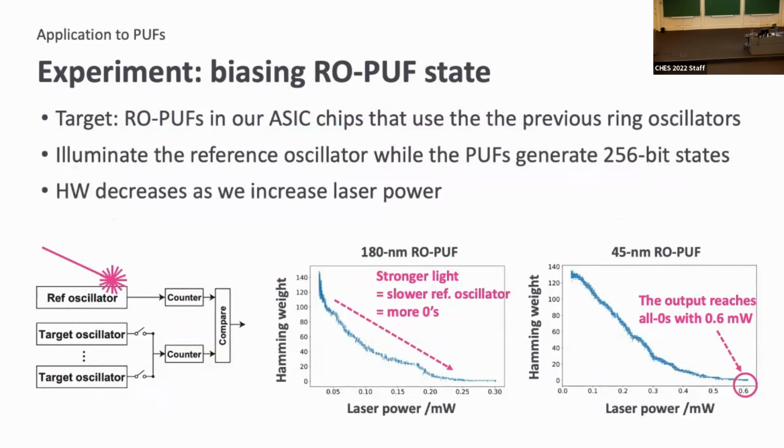The target is ring oscillator PUFs in our ASIC chips that use the previous ring oscillators internally. We eliminate the reference oscillator while the target PUFs generate 256-bit states. These graphs show the relationship between the injected laser power and the Hamming weights in the 256-bit states. We can clearly see that Hamming weight decreases as we increase laser power. The PUF states eventually reach all zeros with 0.3 or 0.6 milliwatt, which is far below the power of a laser pointer.